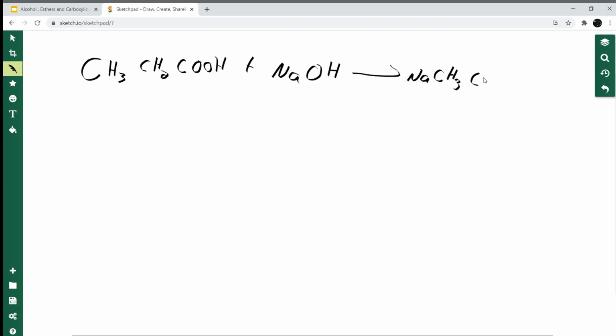NaCH3CH2COO. So we're going to make sodium propionate plus water. So this is a typical acid-base reaction where we have an acid and a base. They come together, they make a new salt, and they make water.